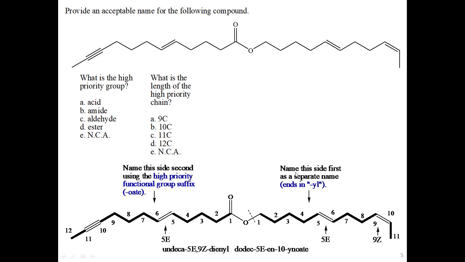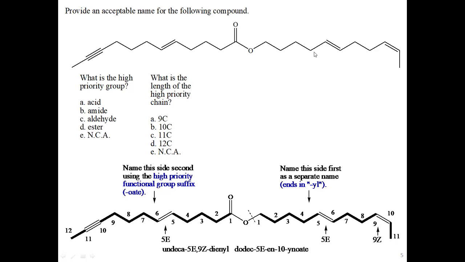Okay, so name this part first, down here: undeca-5E,9Z-diene-ill, because it's a substituent, dodec-5E-ene-10-yne-8-. And I forgot to mention the E and Z. Remember, when you have a double bond, you can draw a line through the middle here. And if the high priority parts, based on atomic number, are on opposite sides, as is the case here, then this will be an E.